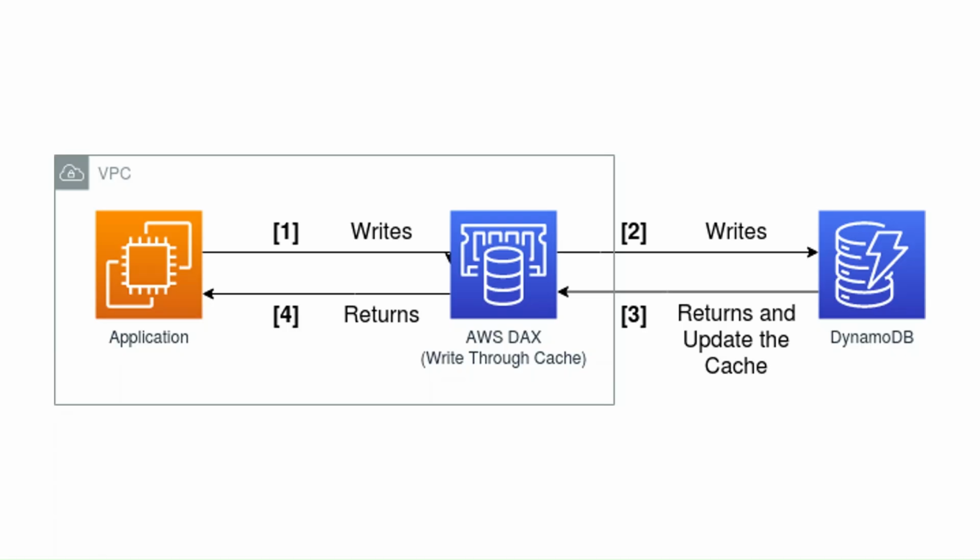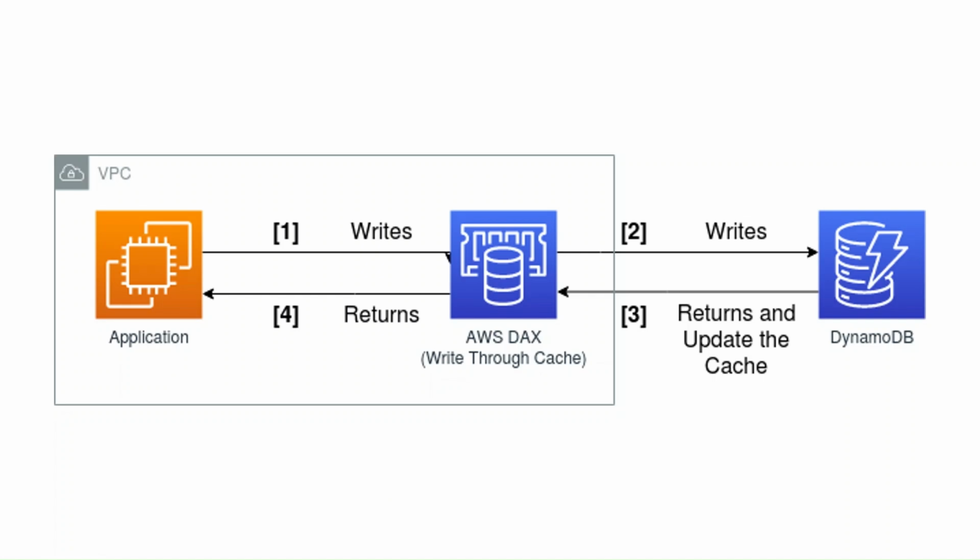Now, let's talk about AWS DAX, or DynamoDB Accelerator, and see how it works using this simple flow diagram. First, the application sends a write request to AWS DAX. This is marked as step 1 in the diagram. Next, in step 2, DAX forwards this write request to the DynamoDB table. Then, in step 3, DynamoDB processes the write operation and sends the updated data back to DAX. At this point, DAX updates the cache with the new data. Finally, in step 4, the updated response is sent back to the application.